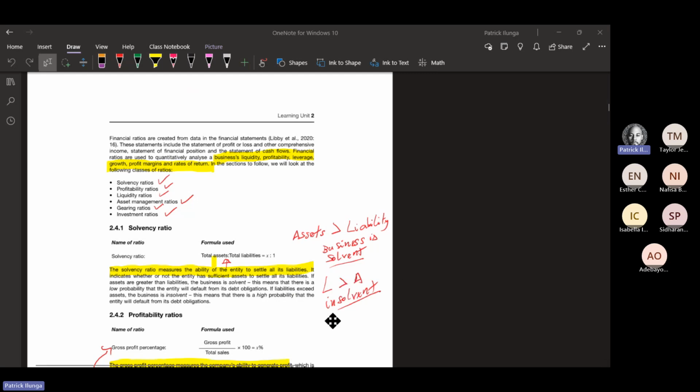But you have your solvency ratio. Obviously, by reading, you understand quickly that this is as simple as it measures the ability of the entity to settle all its liabilities.